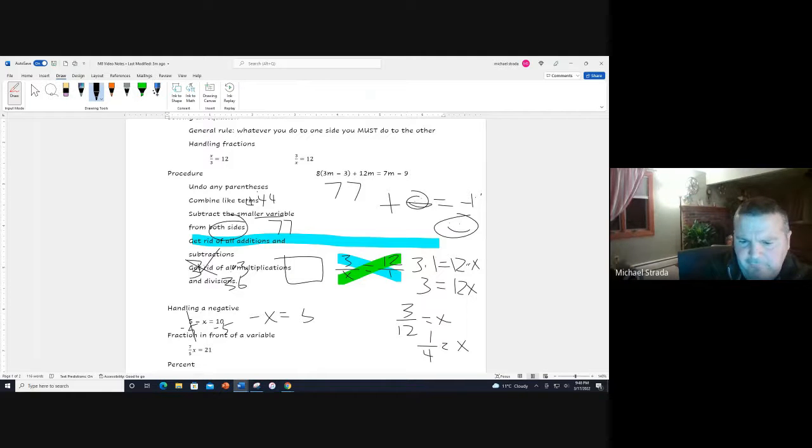-10 minus 5 is -15? No: 10 minus 5 is 5. And then that's a negative in front, so we would divide both sides by -1. Recall that when we worked with signed numbers, when we divide by a negative, we just flip our sign. So x equals -5.